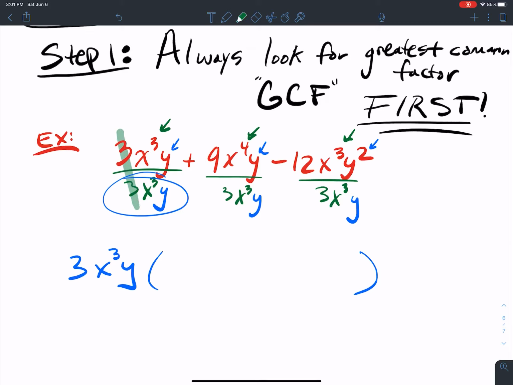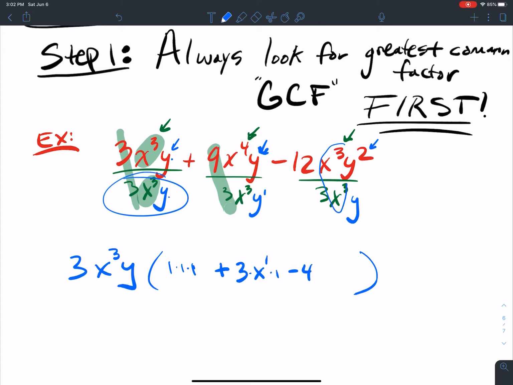So 3 and 3 gives me 1. X cubed divided by x cubed, that's another 1. And then y divided by y, that's another 1. So that first term is just 1, okay? The next one, now what do I have? I got 9 divided by 3, that's 3. X to the fourth divided by x cubed, there's 4 x's up top and 3 down low, so the top wins by 1x. And then there's 1 y up top and 1 y down low, so that cancels to just get you 1. Okay, if I take negative 12 and I divide by 3, I get a negative 4.